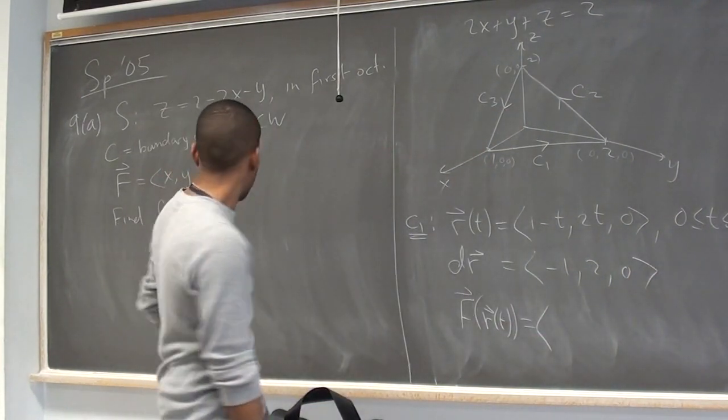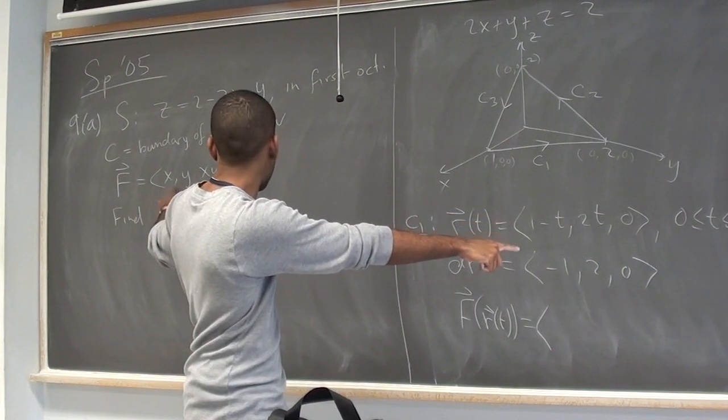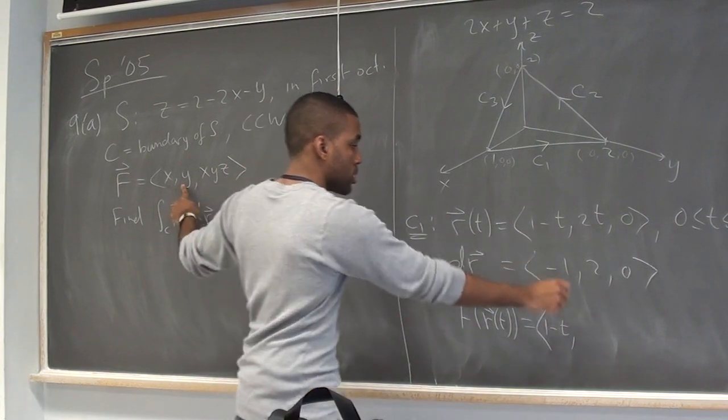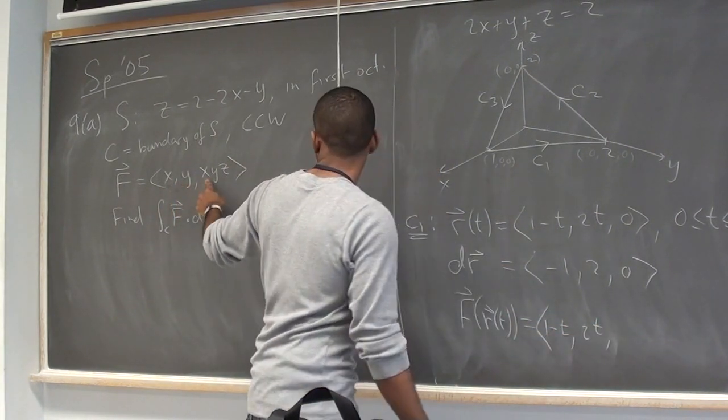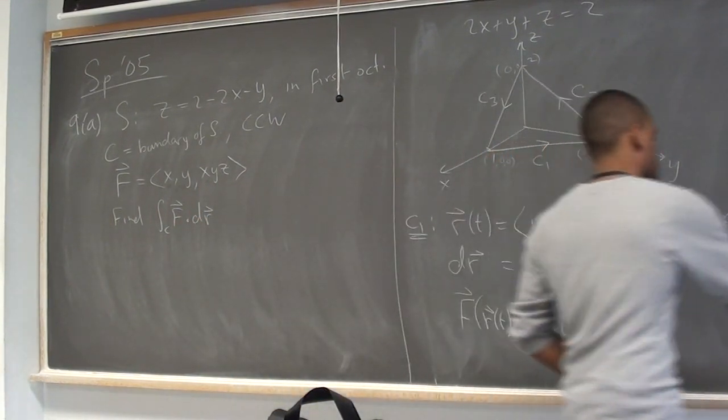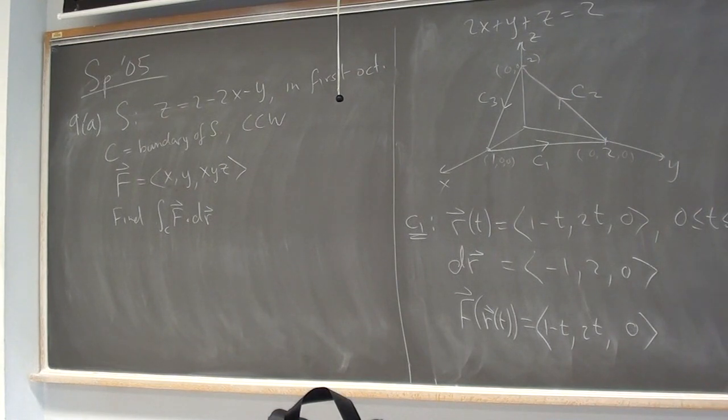F of r(t) just means I go to my function F and I plug in this parameterization. So my x I'm going to replace with 1 minus t. My y I'm going to replace with 2t. And then this is x, y, z. My z is 0, so it kills everything. That's this guy. And so the integral along C1 is just the integral from 0 to 1 of the dot product of these. So it's this times that, t minus 1, this times that, 4t, this times that, 0.